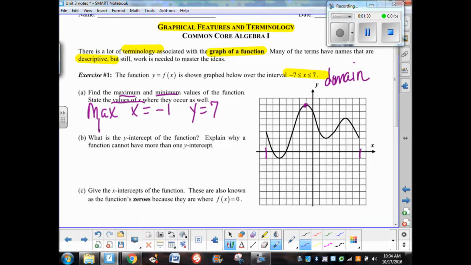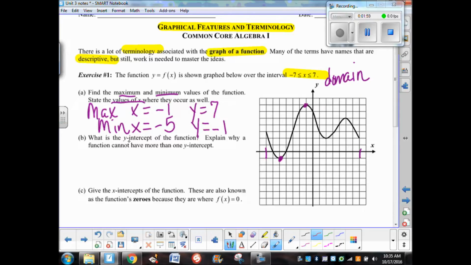Then the minimum, or our lowest point on this graph, down here, there's our lowest point. So what is that y value that occurs at? That occurs at y equals -1, and the x that goes with that, to make it a point, would be 1, 2, 3, 4, -5. So max and min values.